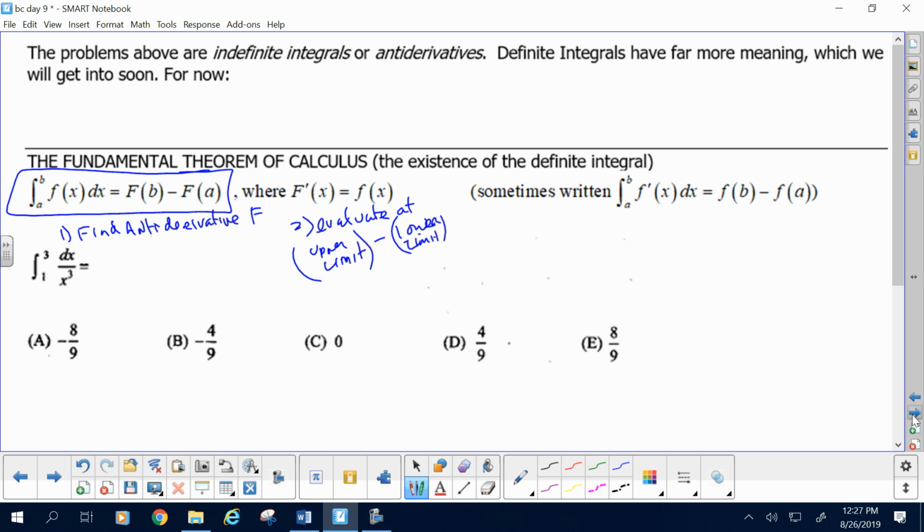Would you try that definite integral, please? Evaluate that definite integral without a calculator. And let's verify that this is coming back to you.